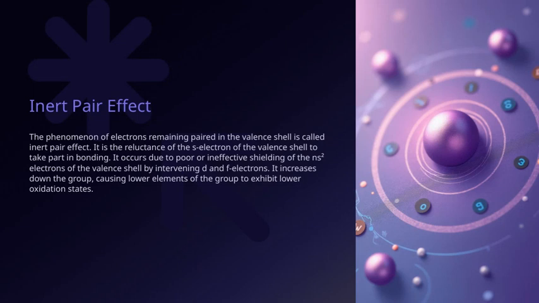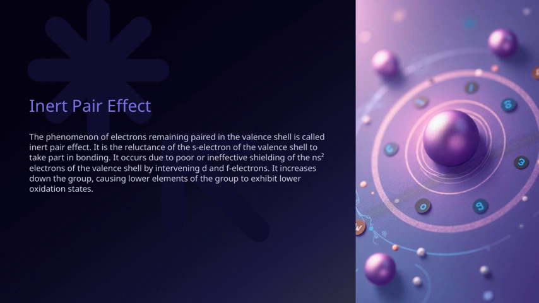Let's talk about the inert pair effect. This phenomenon involves electrons remaining paired in the valence shell, which means they tend not to participate in bonding as much as we might expect. Essentially, it's the reluctance of the s electron in the valence shell to take part in chemical bonding. This happens because the shielding of these ns2 electrons by the d and f electrons is quite poor or ineffective. As a result, these electrons don't easily get involved in bonding interactions.